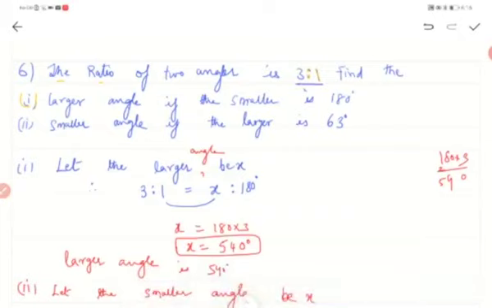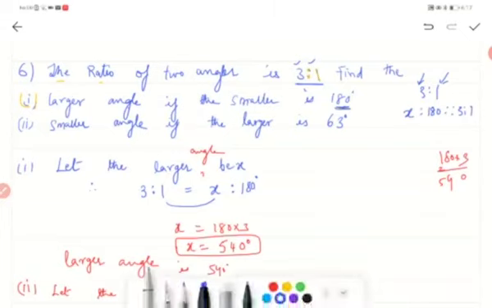Now when they're saying larger angle, you need to find it if the smaller one is 180 degrees. So the ratio 3:1, this will represent the larger angle and this will represent the smaller angle. So if I take the larger angle, which is unknown, as x, and the smaller angle given is 180 degrees, they are in proportion with how much? It is 3:1.